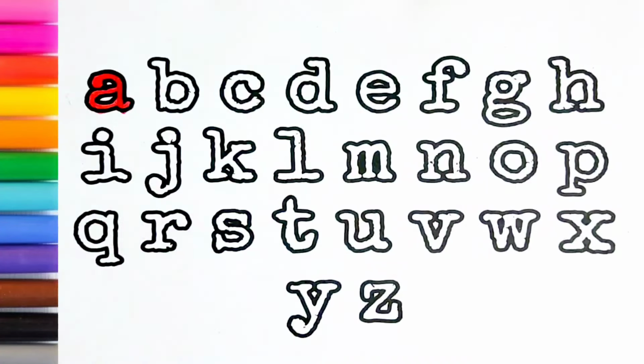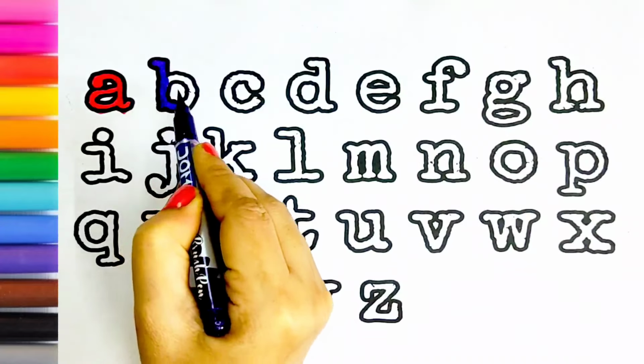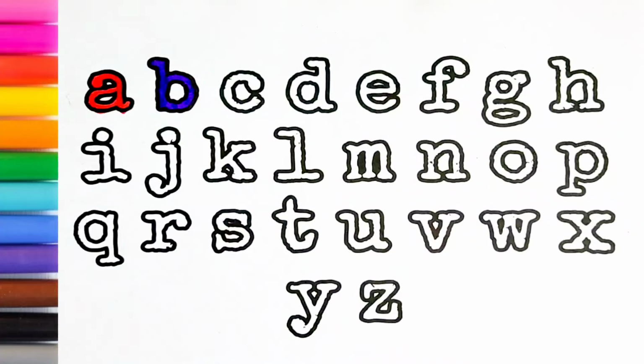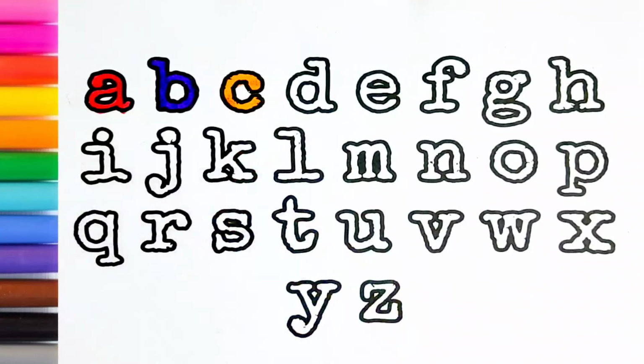Red color, A. A for alligator. Purple color, B. B for banana. Orange color, C. C for coconut.